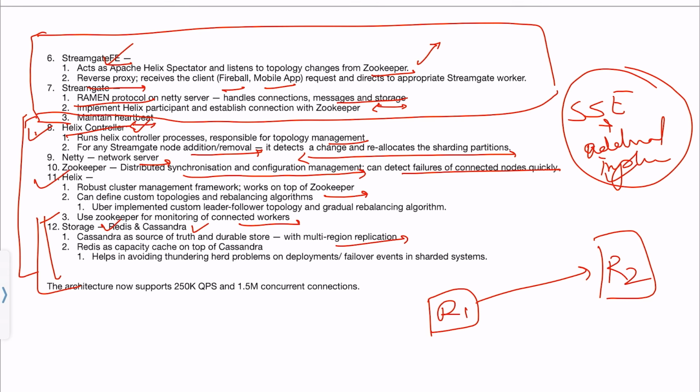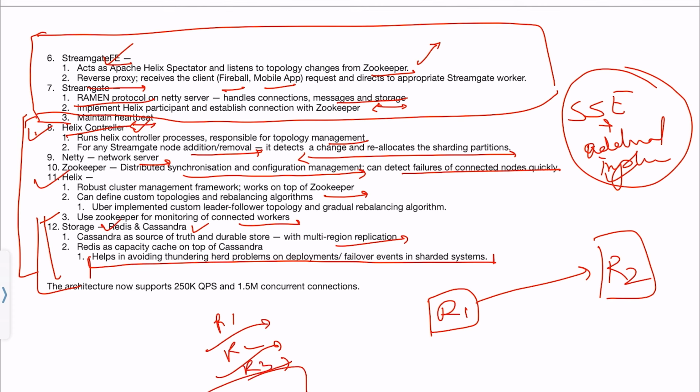One reason for using Redis is it helps in avoiding thundering herd problems on deployments and failure events in a sharded system. Let's quickly explain this statement. So what do we mean by thundering herd? Let's say some issue happened with a particular request R1, and then you have R2, R3. These are the multiple requests which are coming to our backend server.